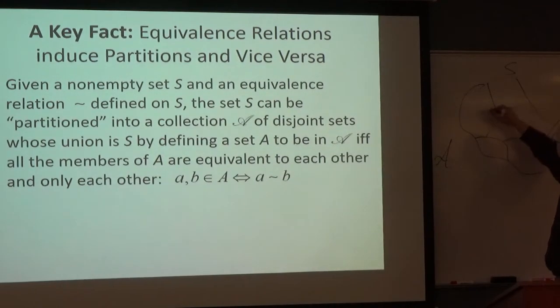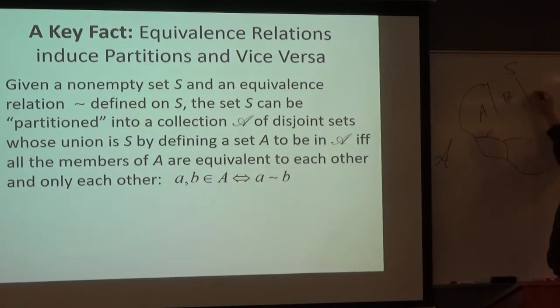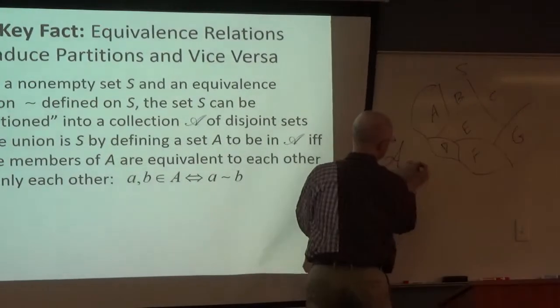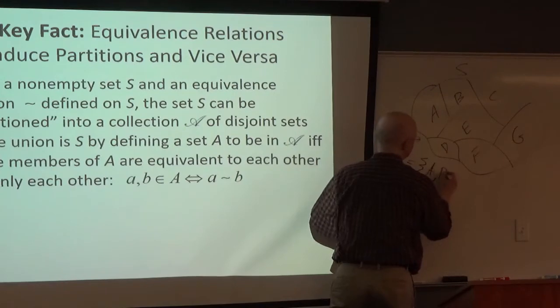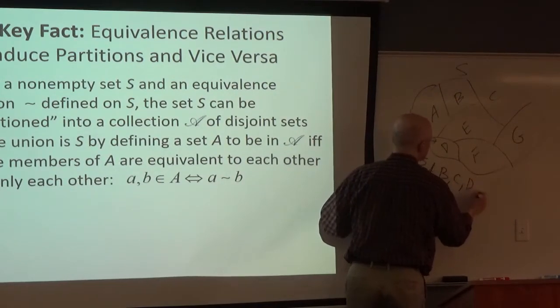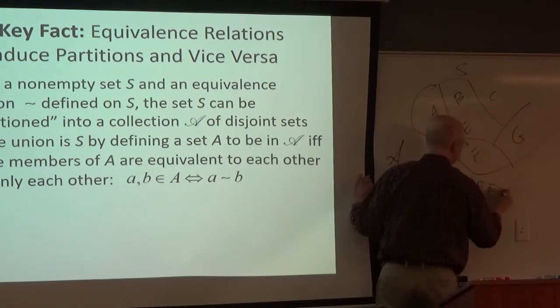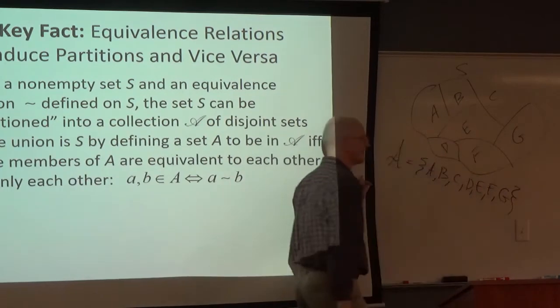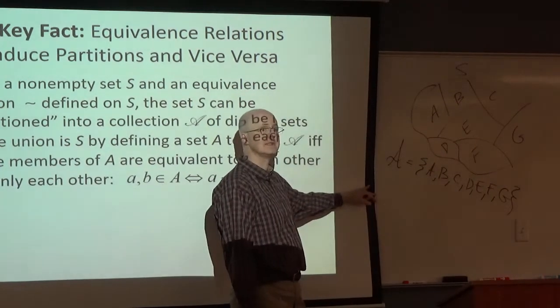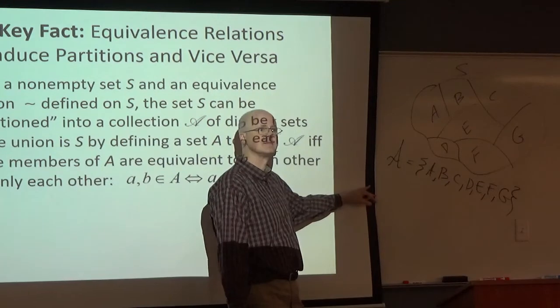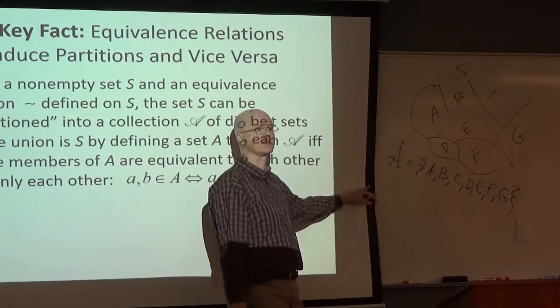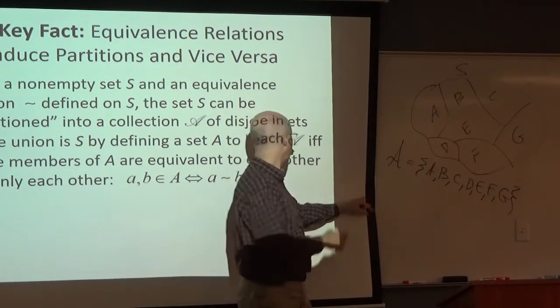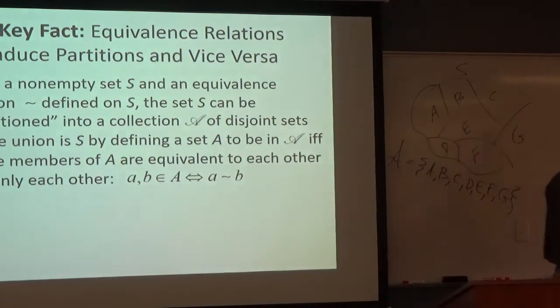So, for example, with this visual example, if I call this non-fancy A, non-fancy B, etc., with this visual, fancy A is itself a set, the set of capital A, capital B, etc. It's a set of sets. It's a collection of sets. That's the partition in the picture. I'm saying the equivalence relation induces the partition.